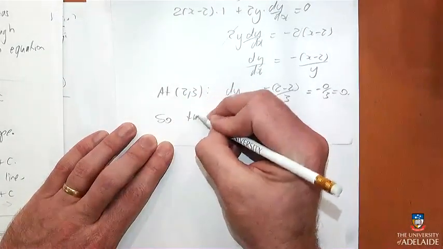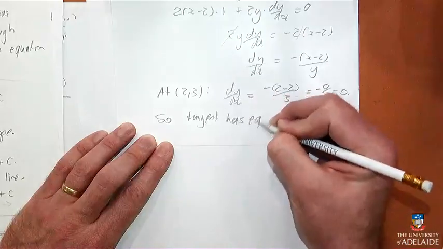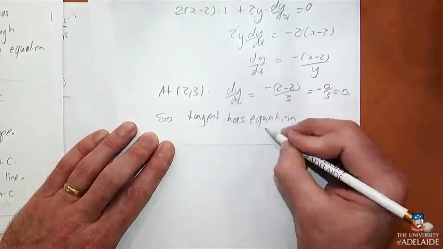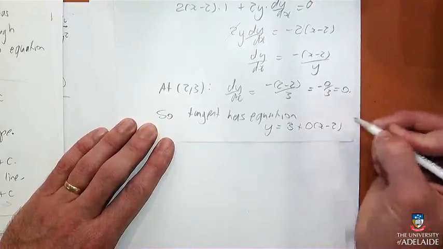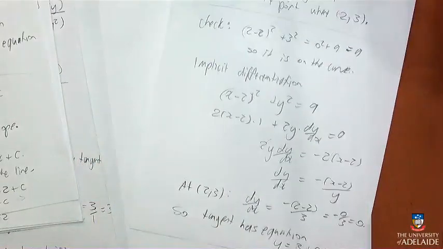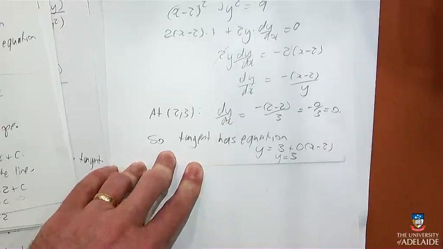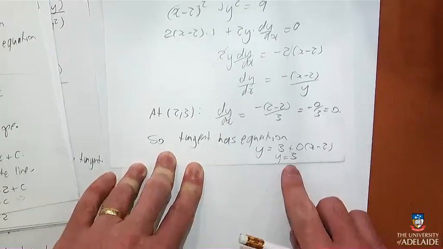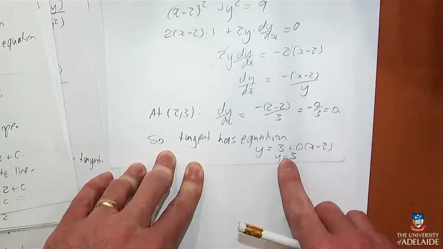So the tangent has equation y equals 3 plus 0 times (x minus 2), which is just y equals 3. And that's what the equation of a horizontal line is. It has slope 0, which means that for every x across, the y doesn't move at all. So the y is always the same, so the y is always 3. So I could have actually said that once the slope is 0, I could have skipped straight to y equals 3 if I wanted.